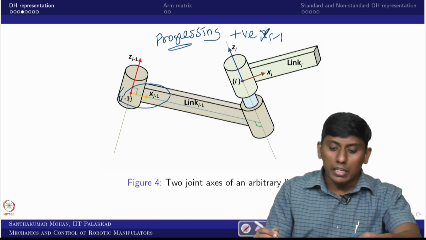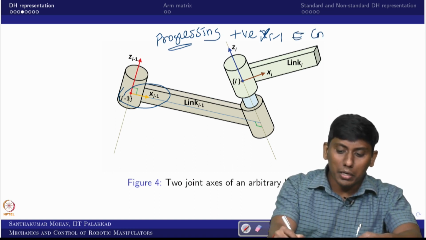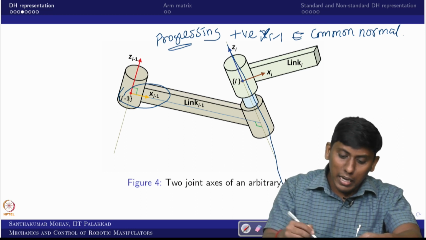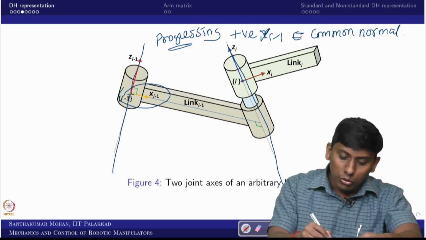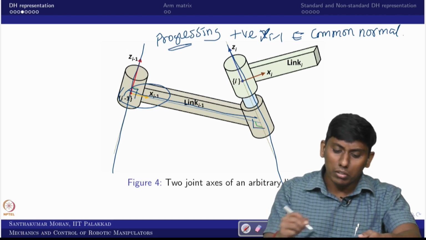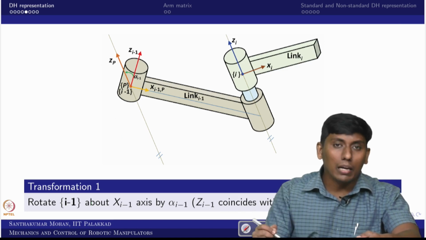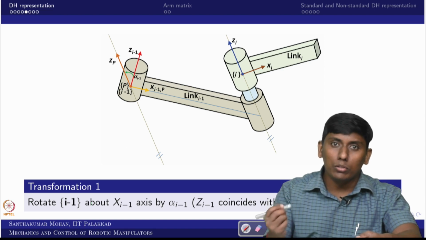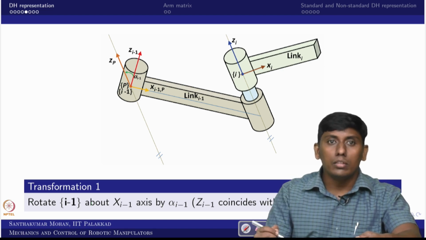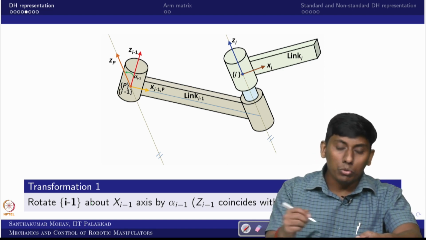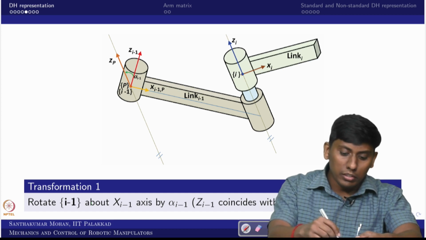So where does this Xi minus 1 come from? The common normal. So what is the common normal here? This is Zi, this is Zi minus 1, and you draw the common normal. So this is the line of Xi minus 1, which we have done now. What else can we do? We can make it parallel, because we are interested in I. So we can draw the parallel line to Zi with respect to the frame I minus 1. So this is the parallel line.